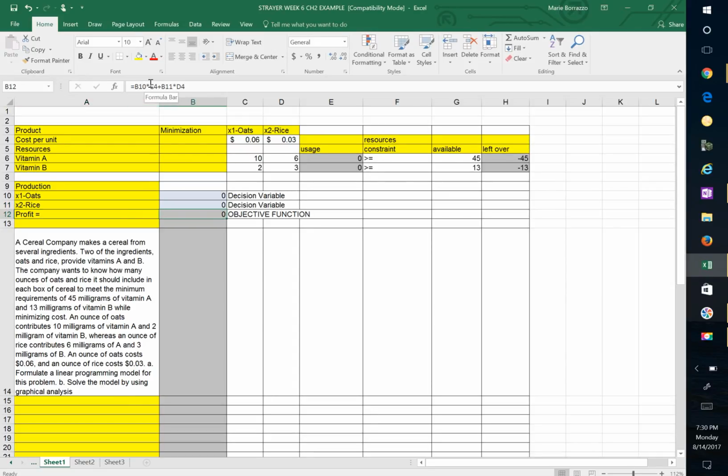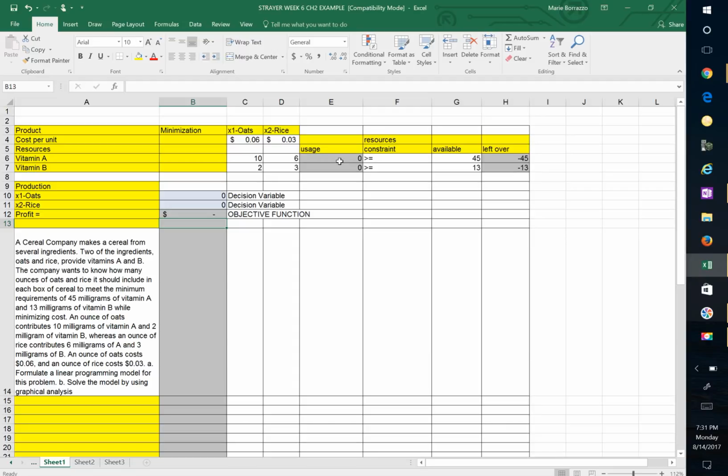Okay, your objective function is basically a formula, which is, I'm going to highlight these up here, and if you notice, it's oats times how many of that particular decision variable we use, times the cost for rice, which is B11, D4 times B11, which is the amount that I'm going to use. So you're going to input that formula where it says profit and hit enter, because you're basically saying, okay, if I multiply this value times this value plus this value times this value, I get my objective function.